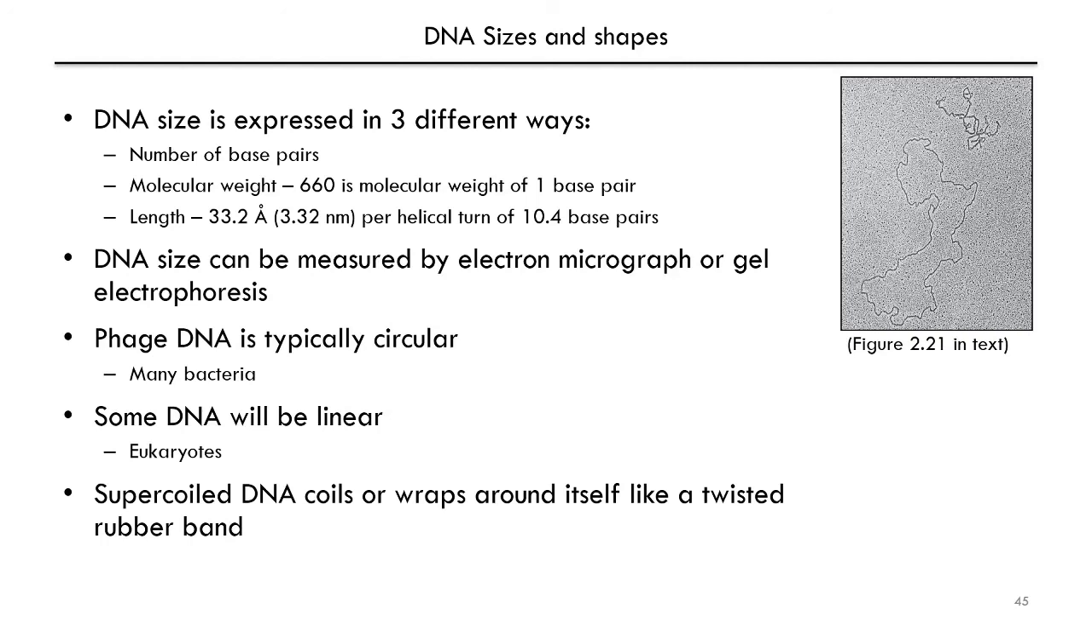DNA can also organize into higher order superstructures, like supercoiled DNA. You can imagine supercoiled DNA coiling up and wrapping around itself like a twisted rubber band, or perhaps in a more dated analogy, like the coils of a wired telephone landline.